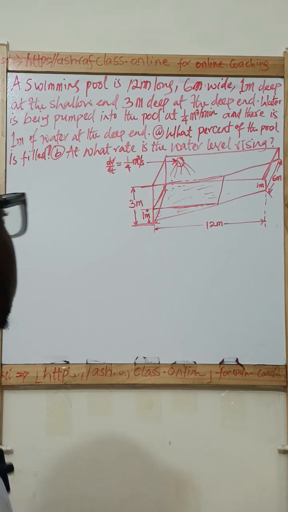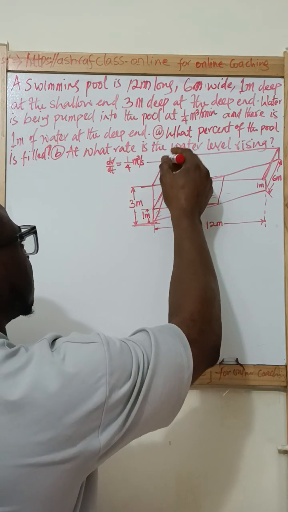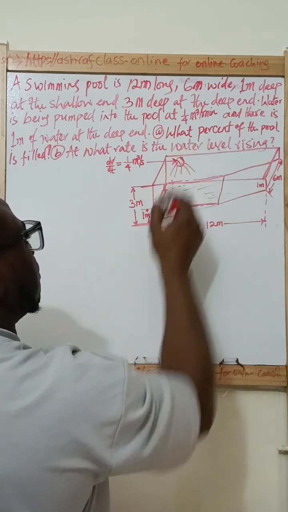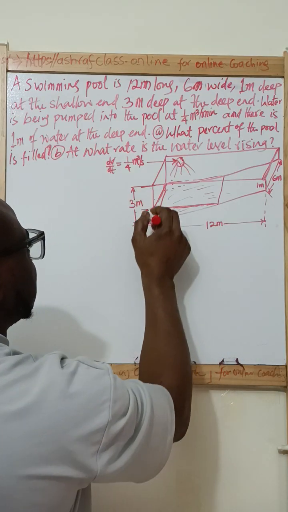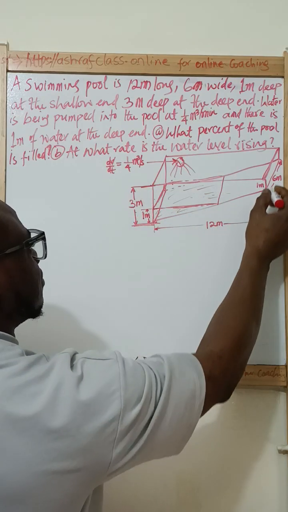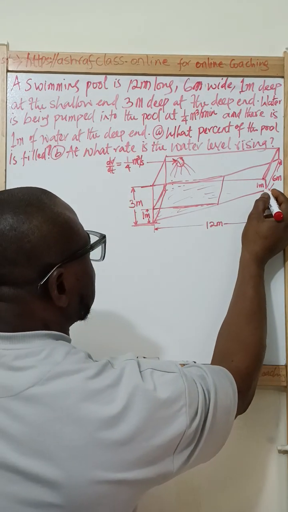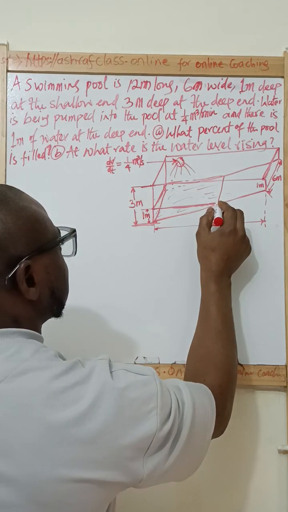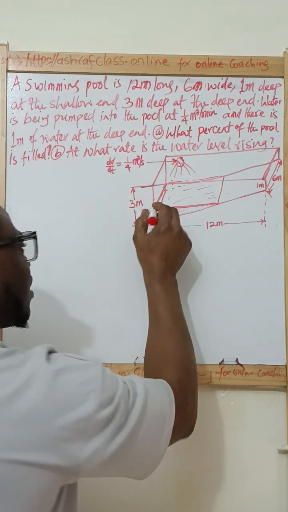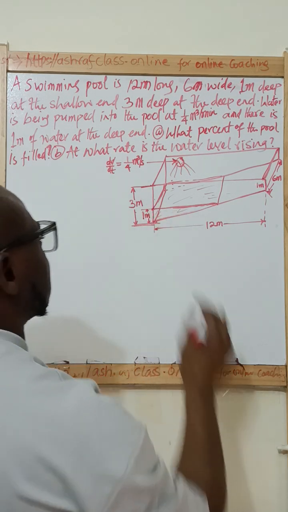So this is the pool. As we can see, this is the pool. The width, then the height at the deep end. This is the deep end, and this is the shallow end. If you look at this, this is the water level. It has risen up to 1 meter here.